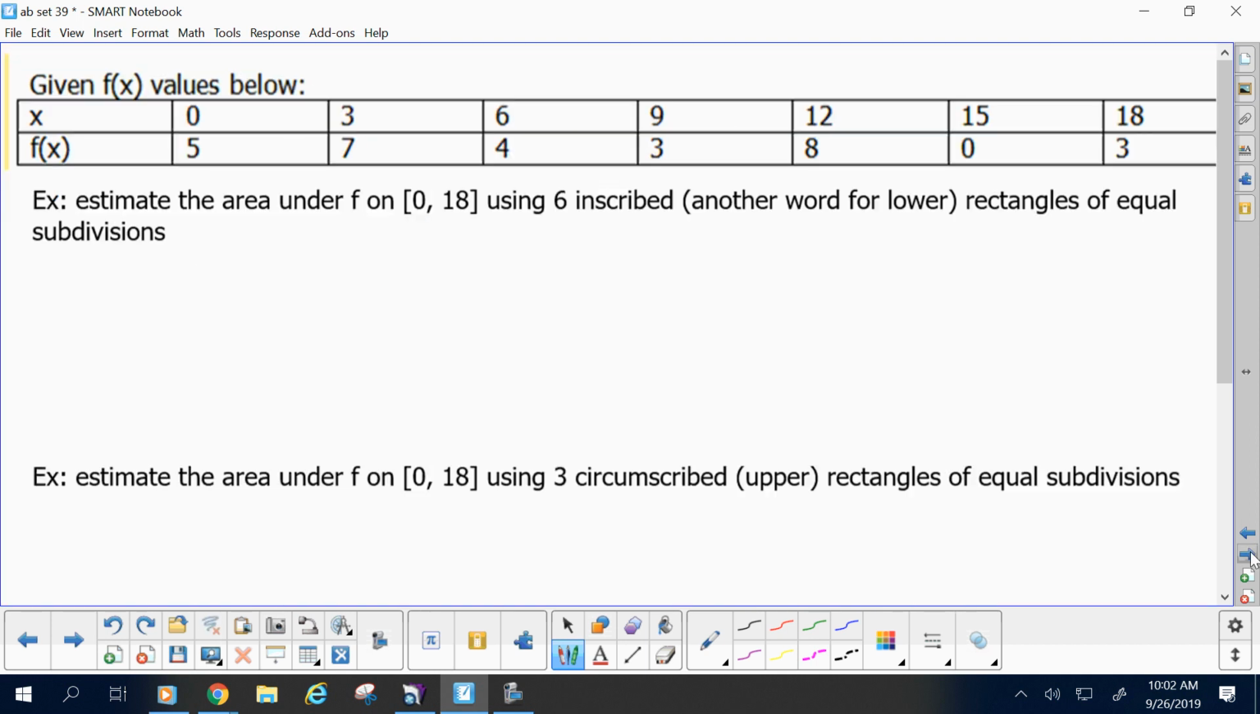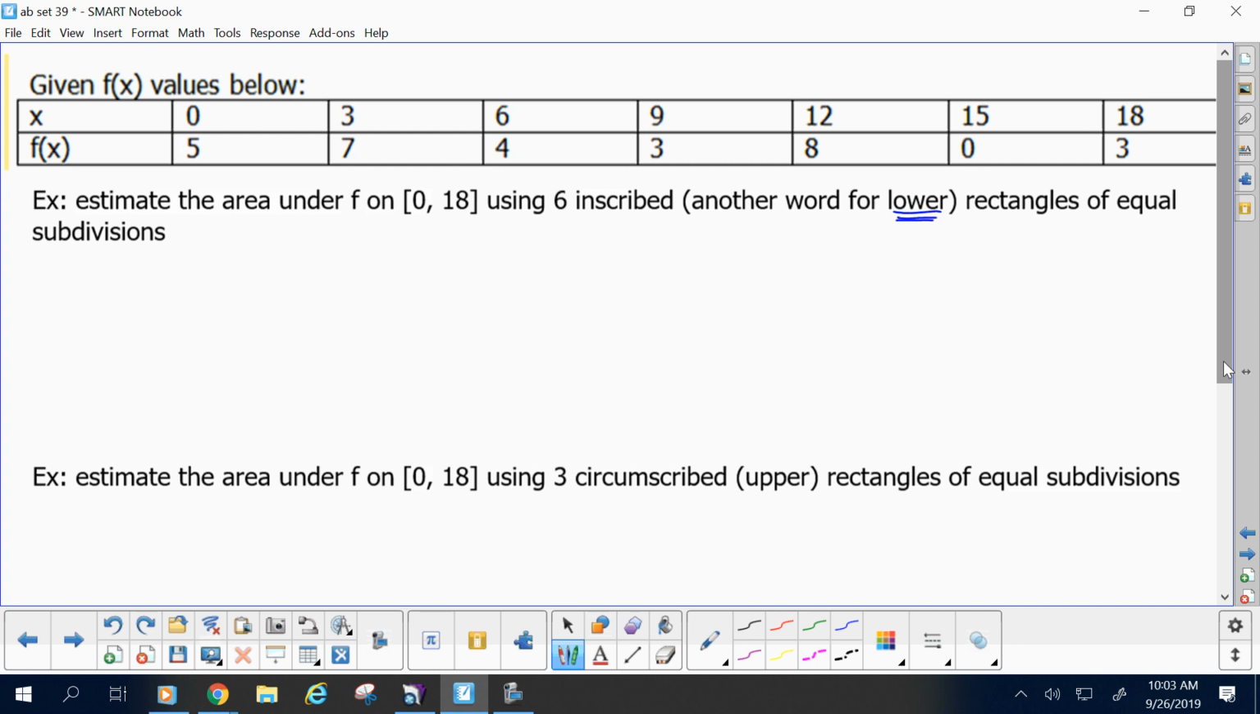Now we're going to use none of those three. Now we're going to use lower and upper. Sometimes there is a case, especially in real life applications, where you've got to make sure that you've covered your tush. So either you've got a definite lower estimate or overestimate, depending on the case. That's what these cases are for. Estimate the area under F using 6 inscribed, which is another word for lower. Lower is actually more common, rectangles of equal subdivisions.